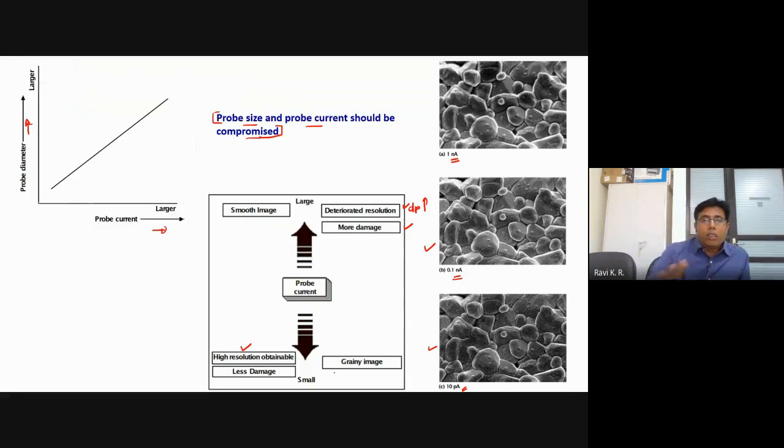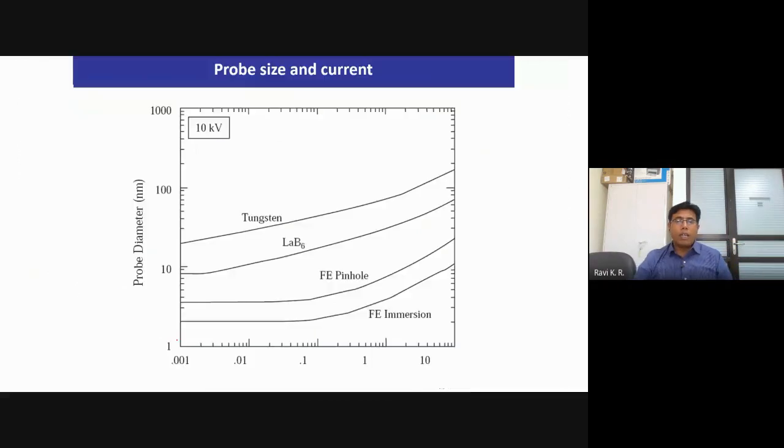Okay, so these are the parameters, especially the three points we discussed. One is the voltage, the probe current, and a little bit about the probe diameter. But there is an interconnected value, which is the brightness. So maybe in the next slide I can show you.